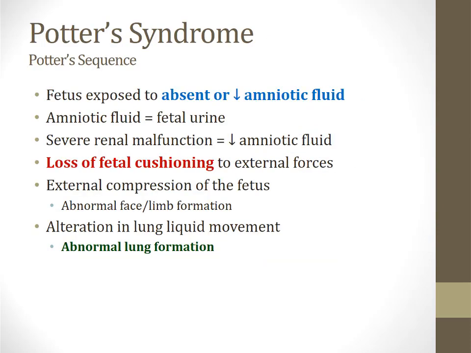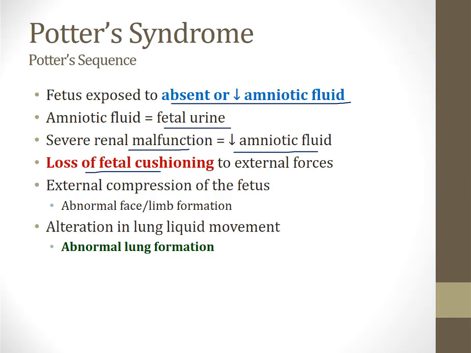Now let's talk about Potter syndrome, which is also called Potter sequence. This is a collection of abnormalities in a fetus that is caused when the fetus is exposed to absent or decreased amniotic fluid. Remember that the amniotic fluid in the womb comes from the fetal urine. So if there is severe fetal renal malfunction, this leads to decreased amniotic fluid, and that can lead to Potter syndrome. The reason Potter syndrome occurs is because there is a loss of fetal cushioning to external forces.